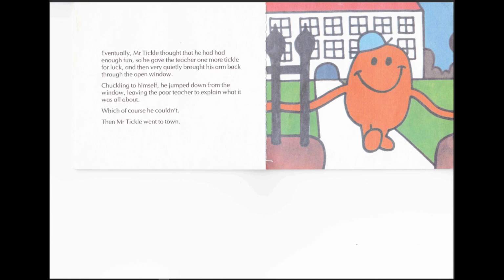Eventually, Mr. Tickle thought that he had had enough fun, so he gave the teacher one more tickle for luck, and then very quietly brought his arm back through the open window. Chuckling to himself, he jumped down from the window, leaving the poor teacher to explain what it was all about, which of course he couldn't. Then Mr. Tickle went to town.